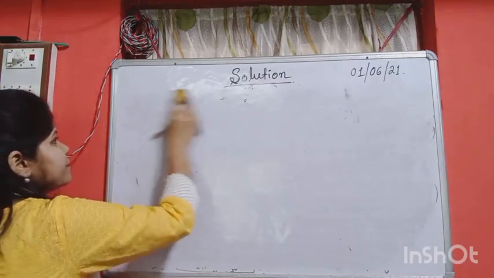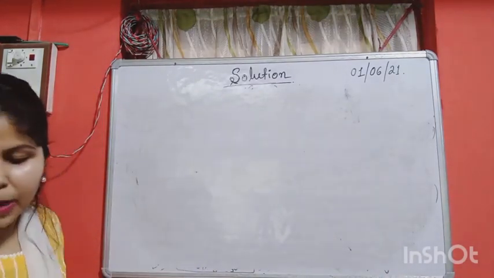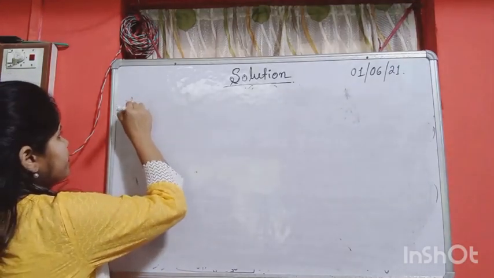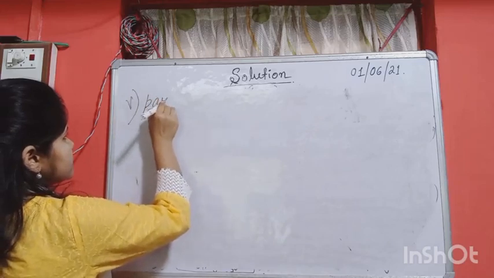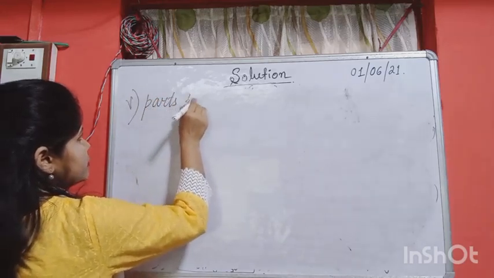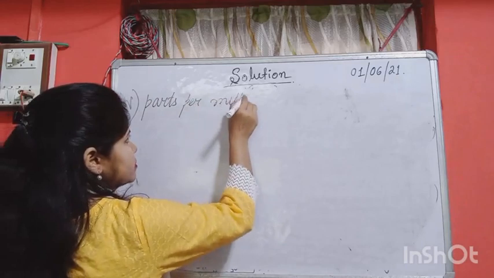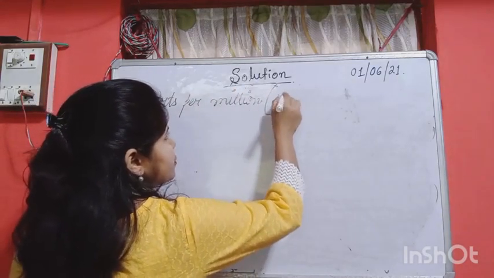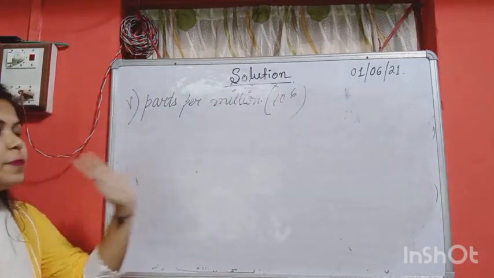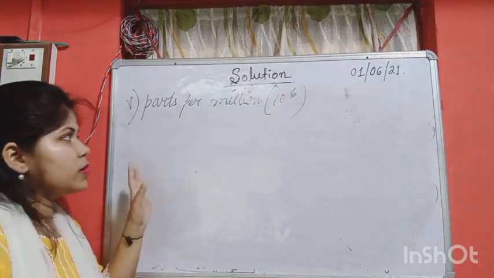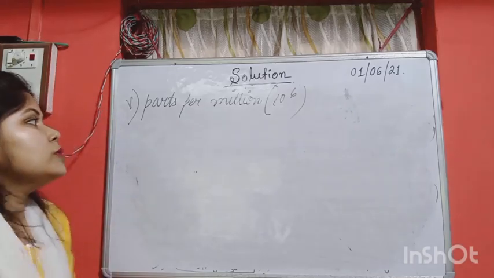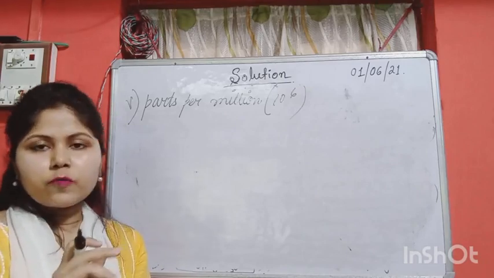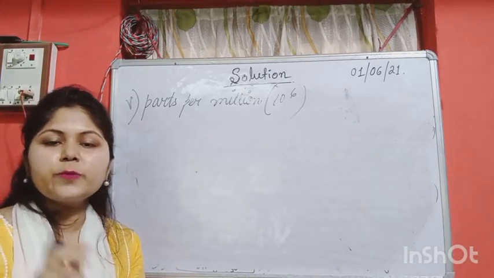Now the fifth one, that is parts per million. That means 10 to the power 6 parts. Out of the 10 to the power 6 parts, we have to find the concentration. So this concentration term is used for a very small quantity. For a very small quantity, we have to find it.